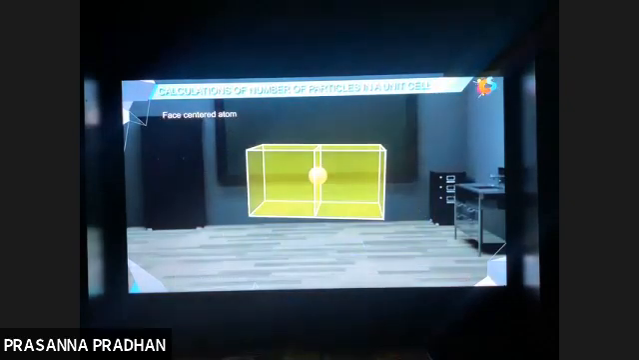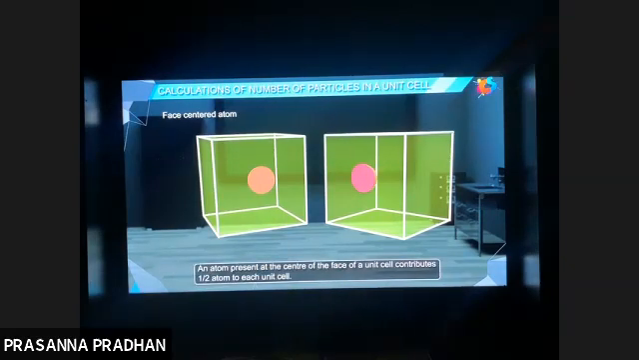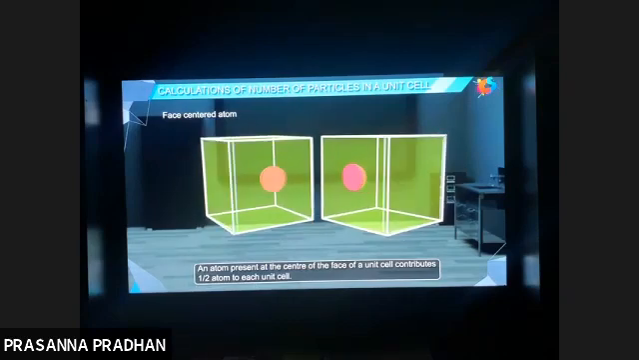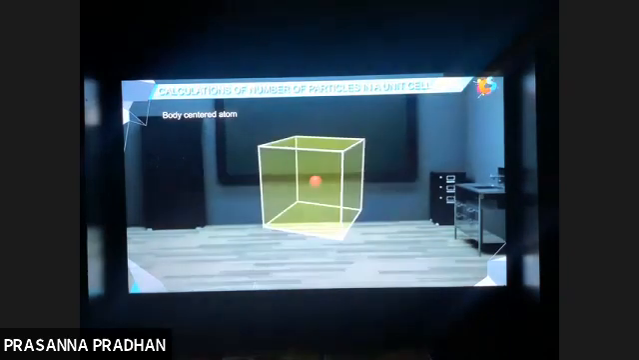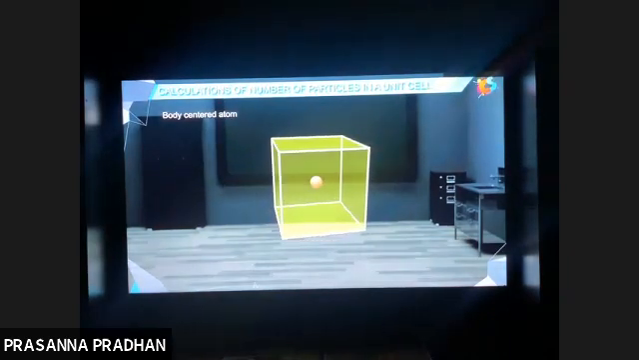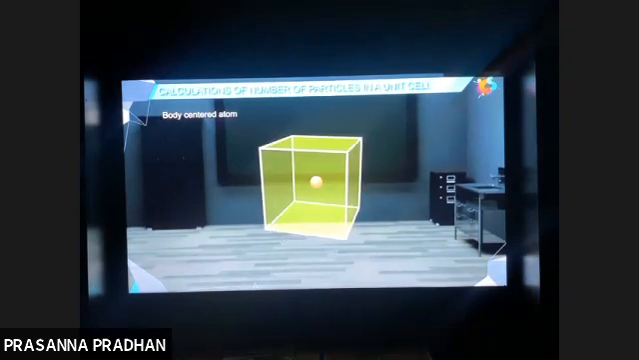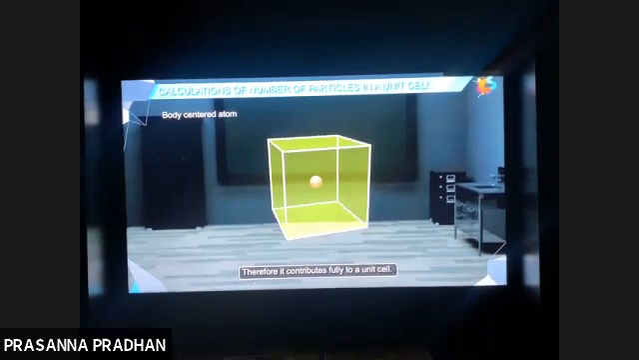A face-centered atom is shared equally by 2 unit cells having a common face. Therefore, an atom present at the center of the face of a unit cell contributes half atom to each unit cell. A body-centered atom is not shared by any adjacent unit cell in a crystal lattice. Therefore, it contributes fully to a unit cell.